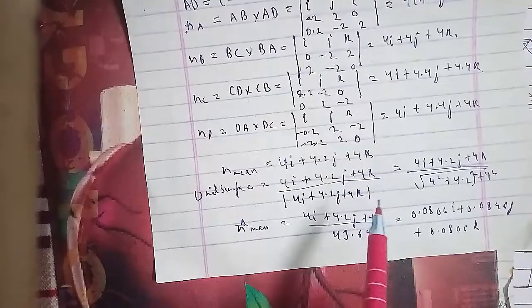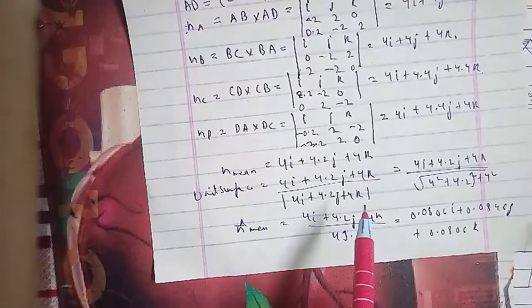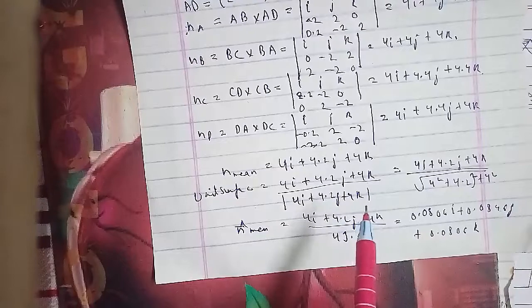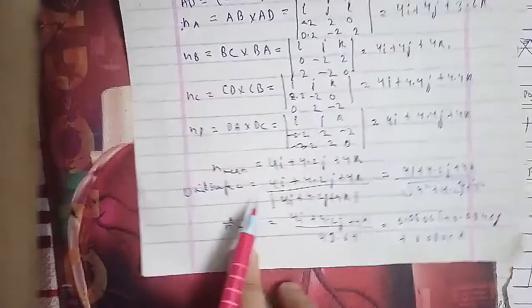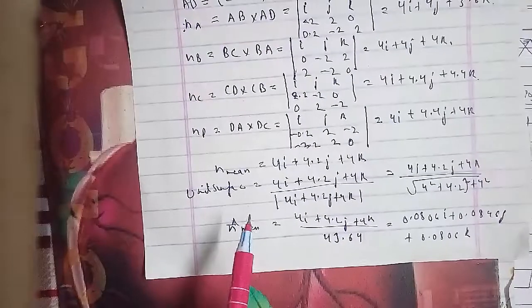The question is that a solid tetrahedron is given by position vectors, where point A is 1, 1, 1, B is 3, 1, 1, C is 2, 1, 3, and D is 2, 2, 2 here.